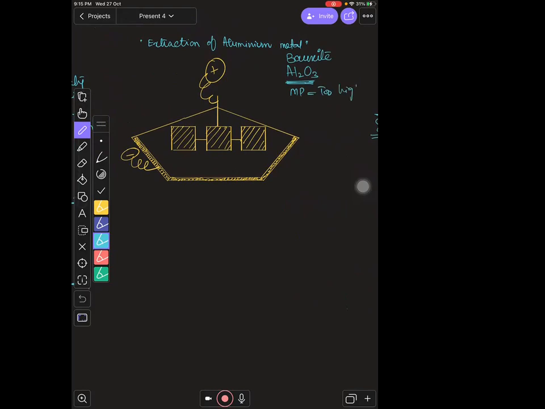When the melting point is too high, we require more energy to overcome the bond energy between aluminum and oxygen. So we require a lot of energy, and it will cost, right? When a lot of energy is consumed, there is definitely too much cost as well. So that is why we are using one more thing along with aluminum oxide. The name of this is cryolite, right?